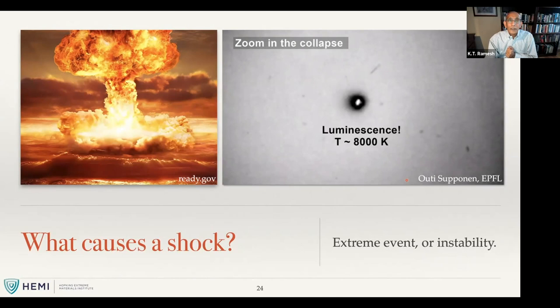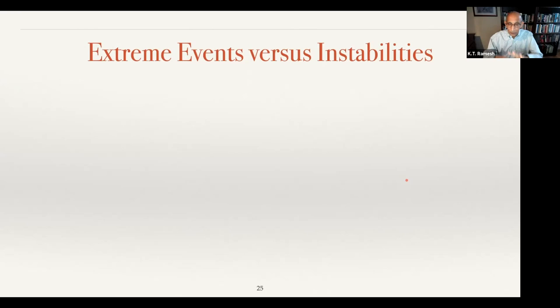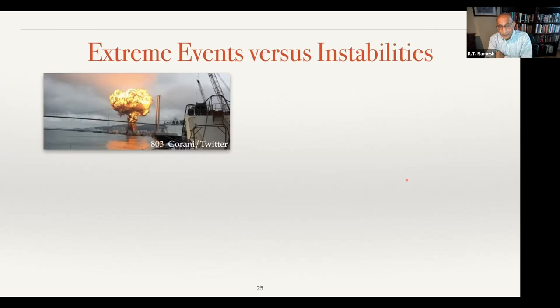Okay, I want to get these two ideas in place because they relate to the everyday experience that we have, but I'm going to try to give you a big picture view of this. So extreme events versus instabilities, two different kinds of things. An extreme event is something like this explosion. This, by the way, is not a nuclear weapon, even though it looks like one. This is actually a tank filled with a chemical that explodes. And this is somewhere in Canada. You can see you get the same kind of rise. Well, that's to do with heat and the way the atmosphere is.